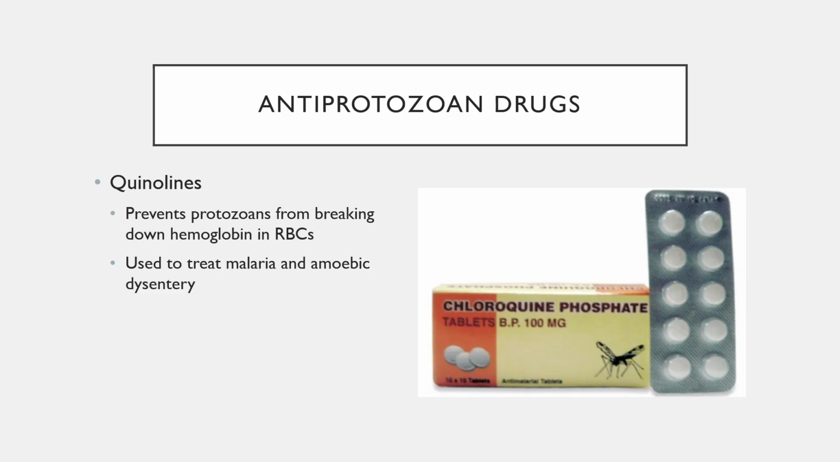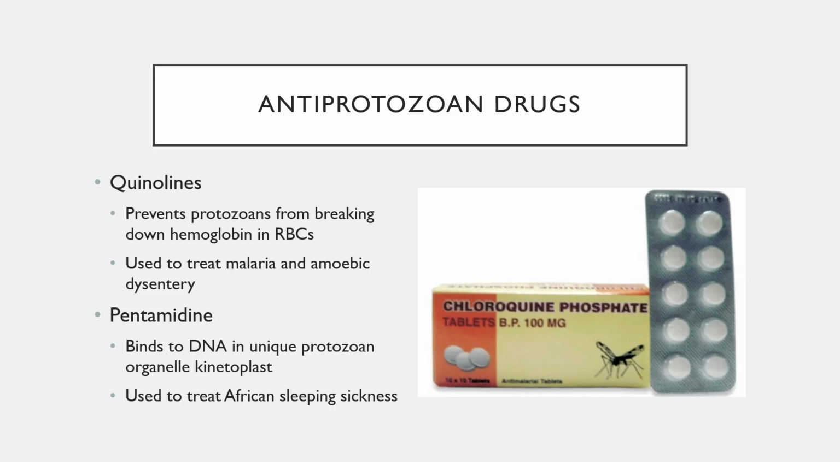Pentamidine is another antiprotozoan drug, and it functions differently than quinolines. It binds to the DNA found in an organelle that is unique to protozoans called the kinetoplast. This is used to treat specifically African sleeping sickness caused by the trypanosome, Trypanosoma brucei.